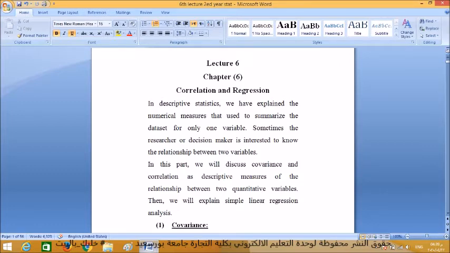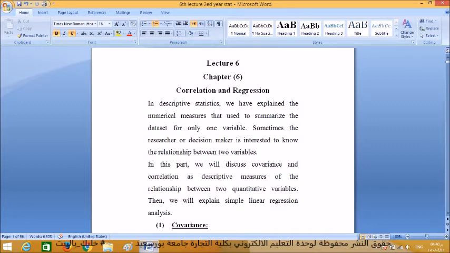Okay, before explaining the covariance, I would like to say that chapter 5 is cancelled, so you have to cancel chapter 5, which deals with the measurements of the shape of distribution. I mean the skewness and the kurtosis measures.